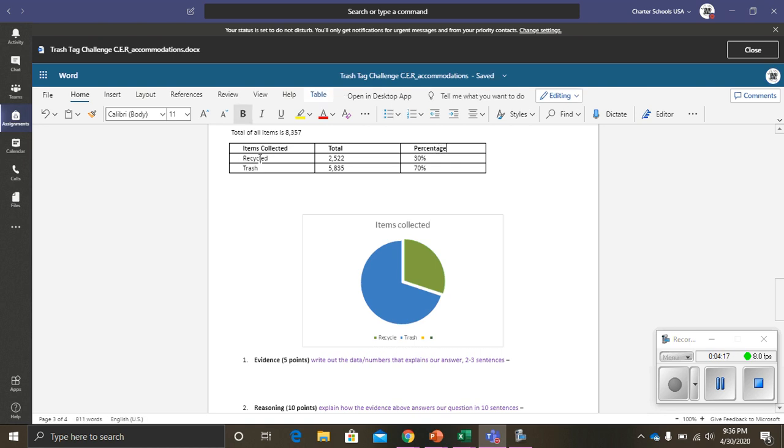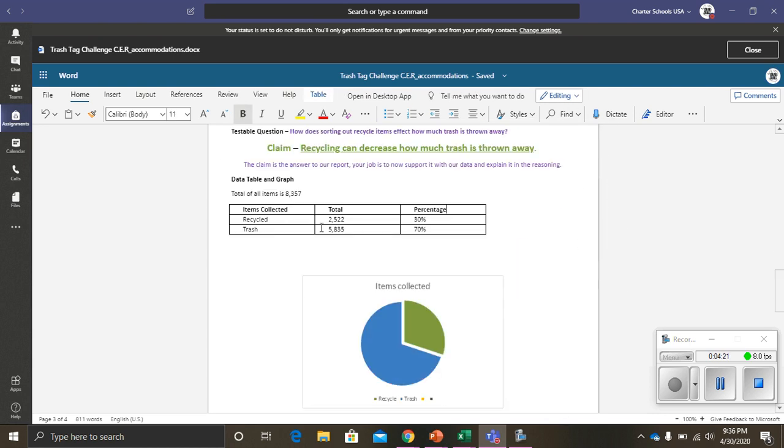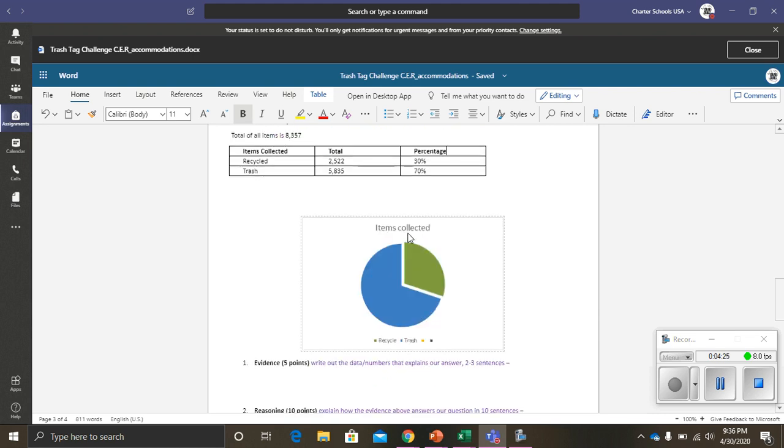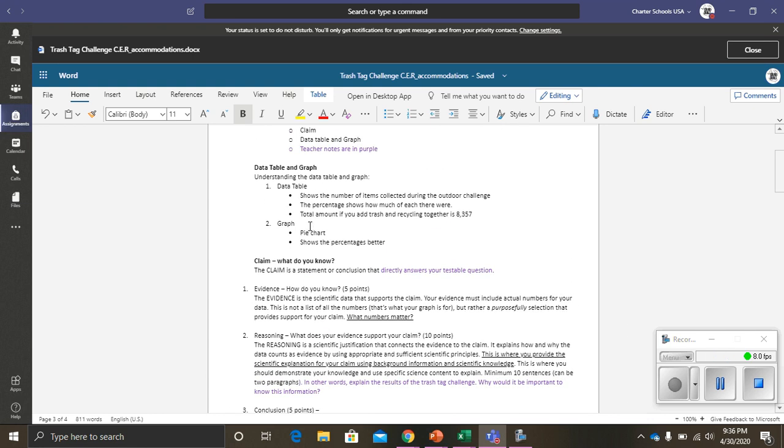So 30% of what we collected was recyclable. 70% was trash. That's what they're talking about, percentages. And then look, I made a little pie chart for you. The green is recycling and the blue is trash. If you were in an honors class, you would be making both of these things. You don't have to do that, guys. All right, and there's a pie chart.